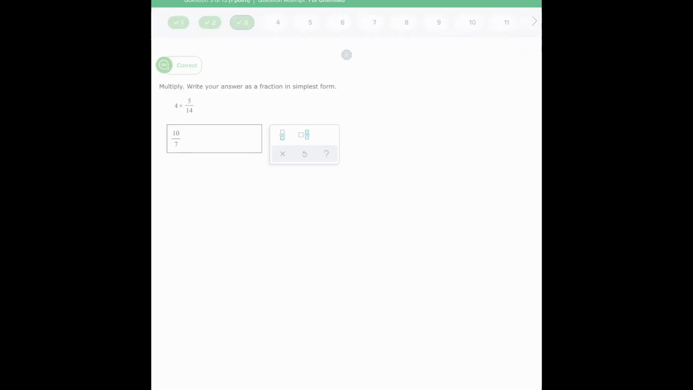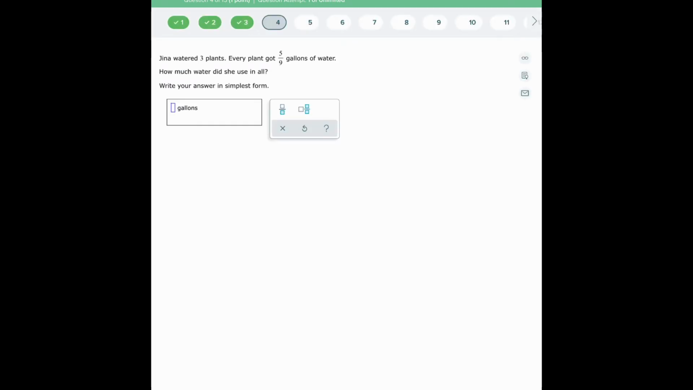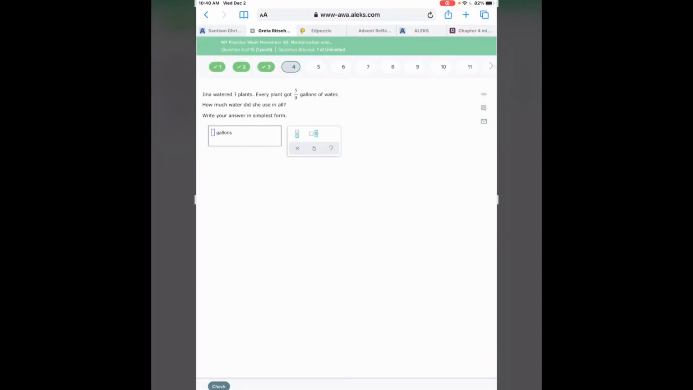Okay. Number 4 says that Gina watered 3 plants. Every plant got 5/9 gallons of water. How much water did she use in all? So we know that we need to do 5/9 for the first plant, and 5/9 for the second plant, and 5/9 for the third plant. So actually we're multiplying times 3. 3 times 5/9, right? Which is, we could go to the trouble to add this. It wouldn't be a big deal, but we can also multiply.